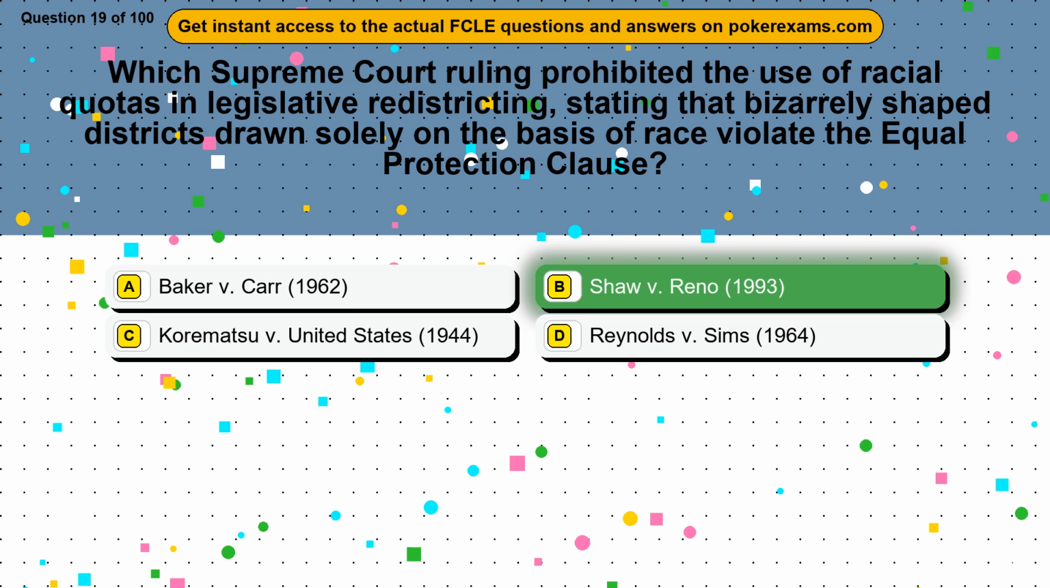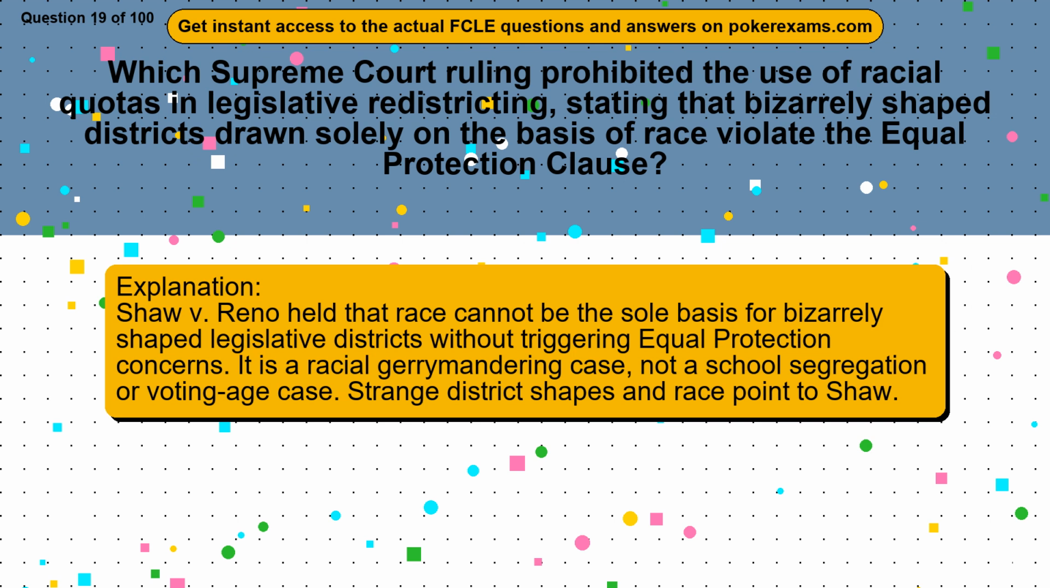The correct answer is option B, Shaw v. Reno, 1993. Shaw v. Reno held that race cannot be the sole basis for bizarrely shaped legislative districts without triggering equal protection concerns. It is a racial gerrymandering case, not a school segregation or voting age case. Strange district shapes and race point to Shaw.